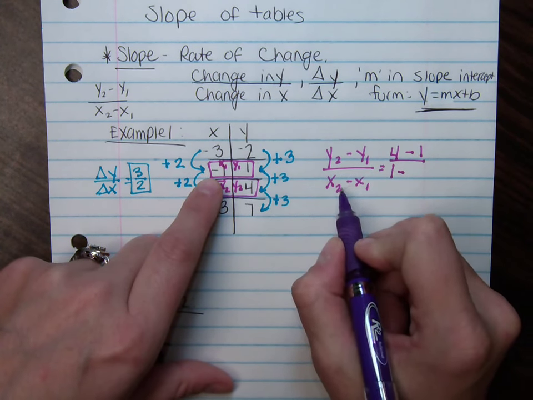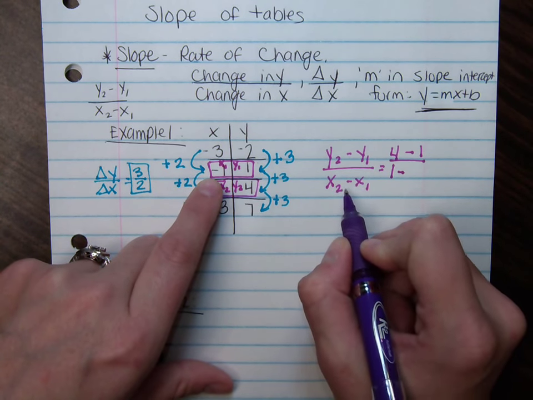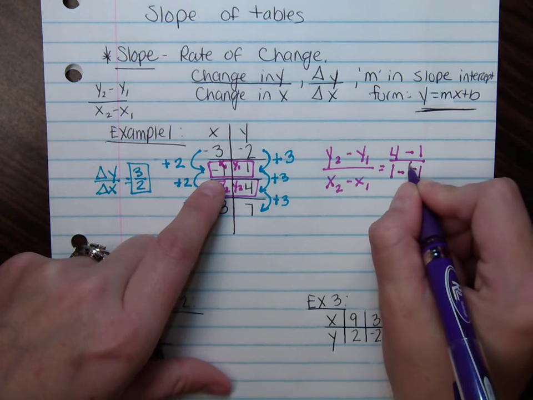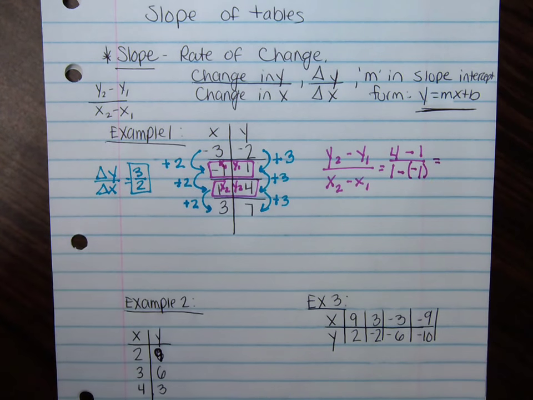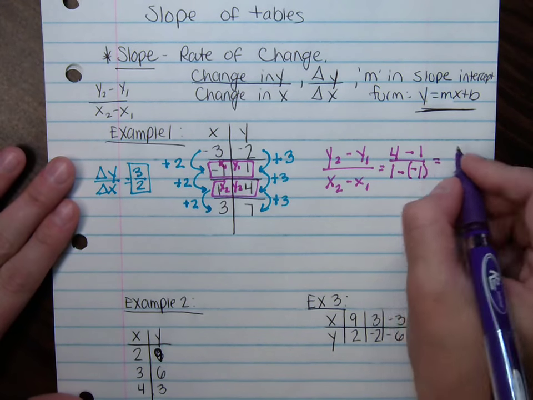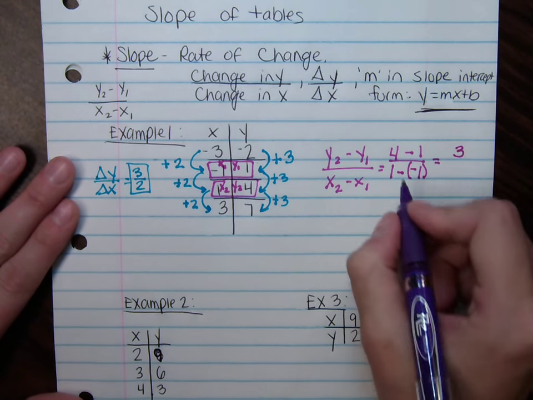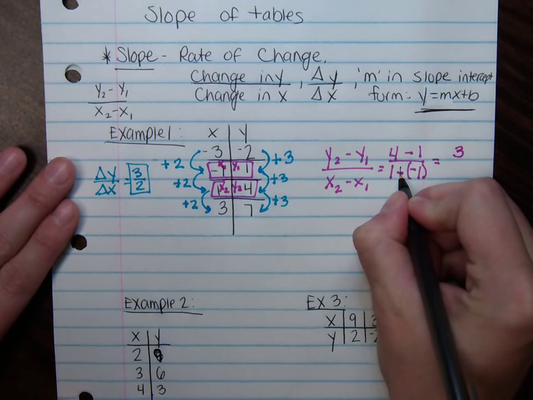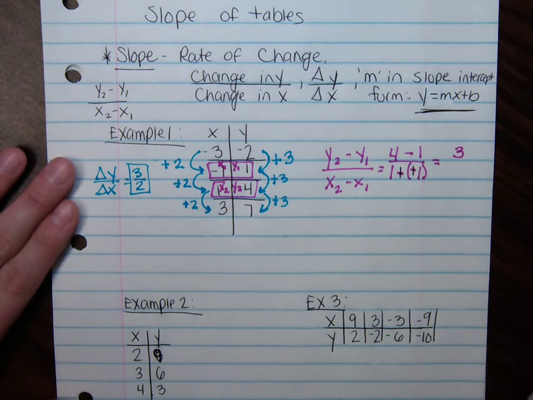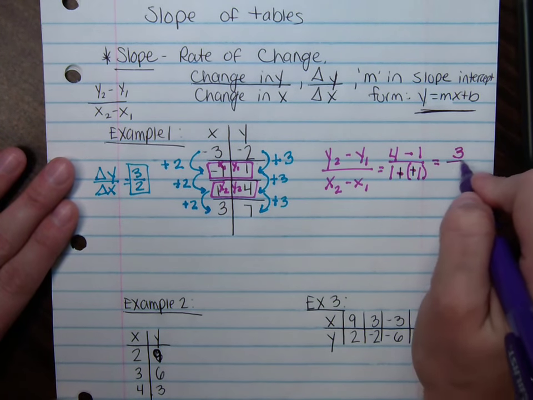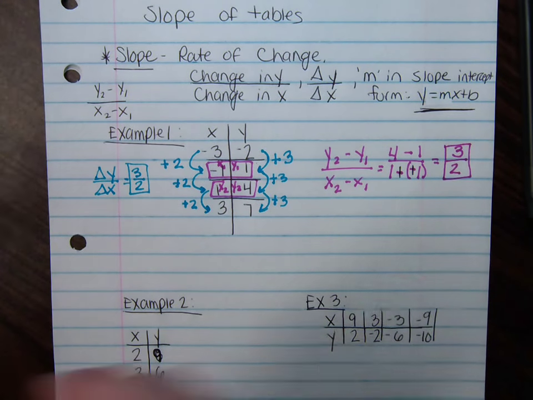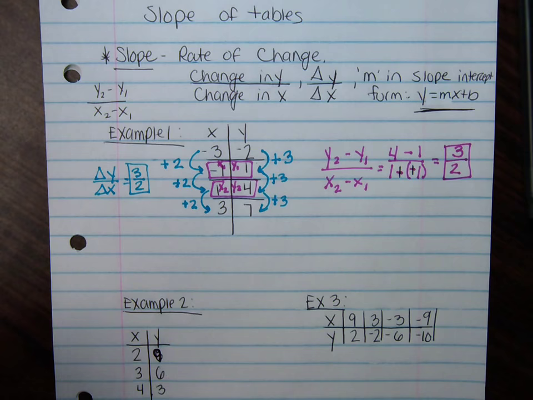When we write this down, our formula is x2 minus x1, and that's 1 minus -1. If you want to put parentheses around it, you can. 4 minus 1 is 3. And remember, 1 minus -1 is leave, change, opposite when we're subtracting integers, and 1 plus 1 is 2. We get the same exact answer, so it does not matter which way you do it.